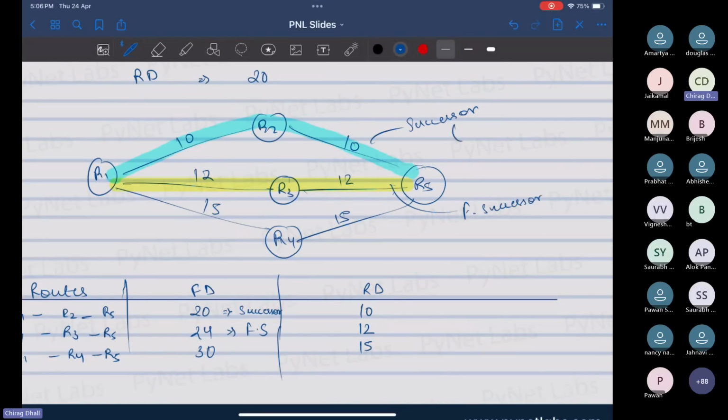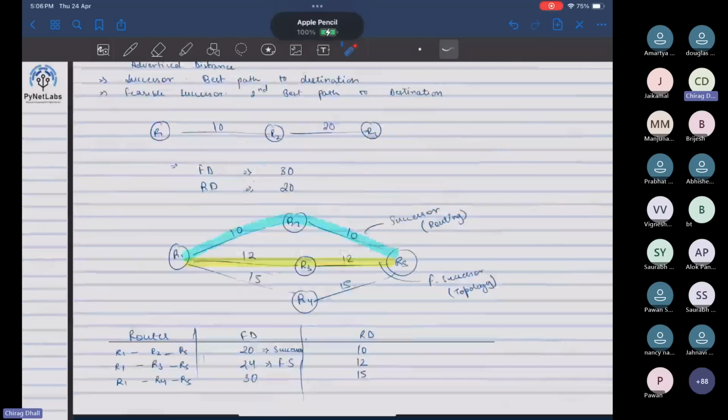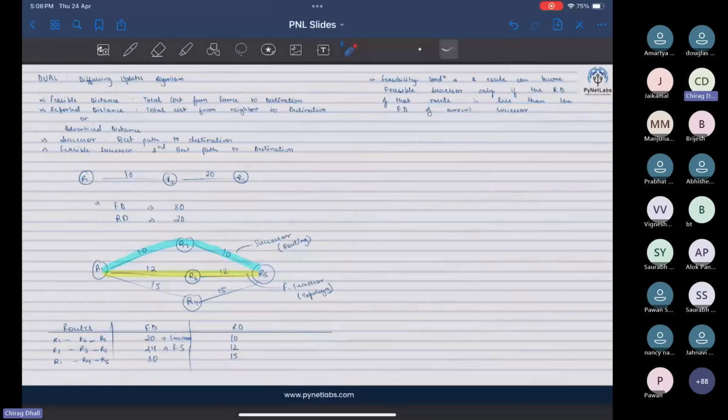Successor is added into the routing table and feasible successor is added into the topology table. When my successor route goes down, my feasible successor will change into successor and will be installed into the routing table. Are we clear about this? That's how the DUAL algorithm works. And that's all we had to discuss today. If you have any queries or doubts, let me know. Otherwise, we are good to wrap it up.